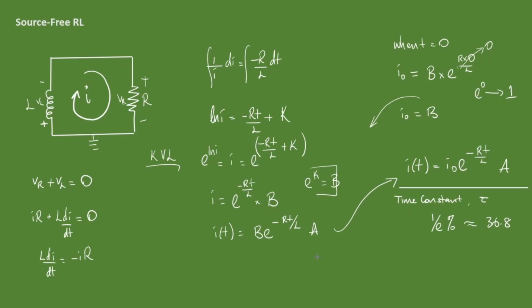So for RL circuits, what is our time constant? For RL circuits, your time constant is L over R. For RC circuits, the time constant is RC. I'll explain more on this on the next slide.